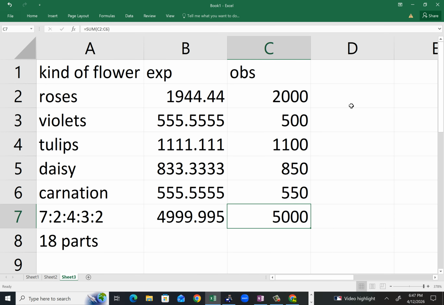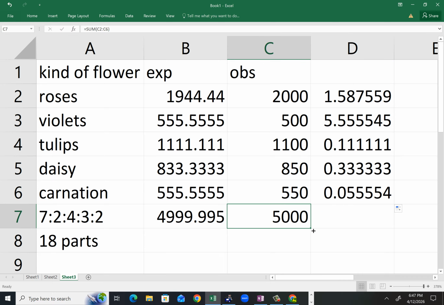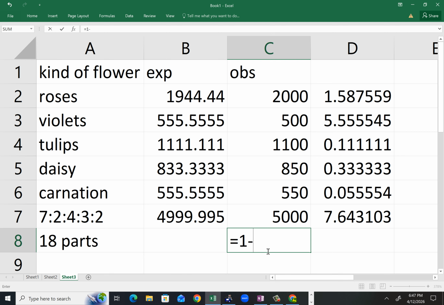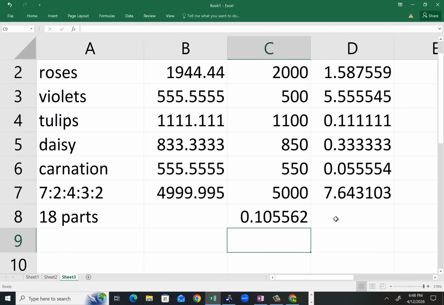Are you with me? So again, I would have just gone out and observed. How many did we actually sell? This is what we actually sold. This is what we expected to sell. Any difference between them is only there because our expected value is calculated based on our model. And if our model is no good, then we're going to find that out. Look at that. That's a tiny little chi-square number. So 1 minus chi-square dot dist, and the degrees of freedom: there were 1, 2, 3, 4, 5 categories, so 5 minus 1 is 4. And so you get 0.10.